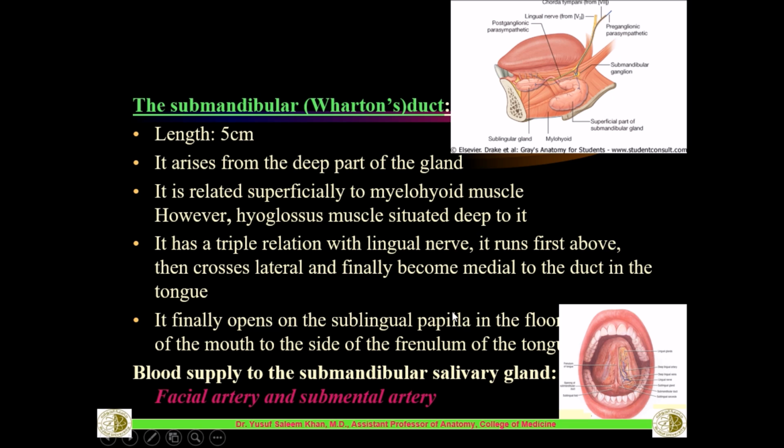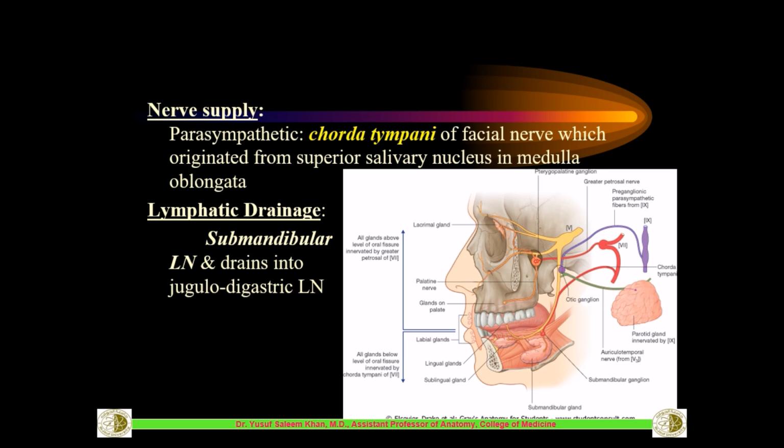So the blood supply of the submandibular salivary gland is by the facial artery and the submental artery. So these are the two arteries which will be supplying this submandibular gland. Coming to the nerve supply, mainly the parasympathetic is by the chorda tympani nerve, a branch from the facial nerve, which originates from the superior salivary nucleus in the medulla oblongata.